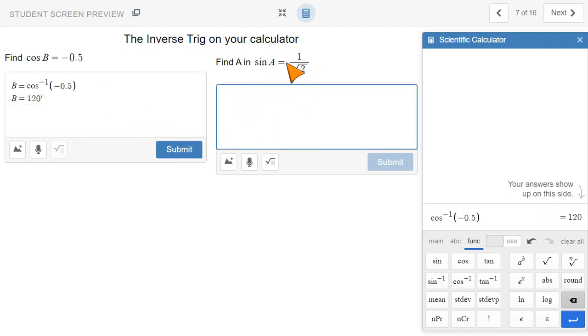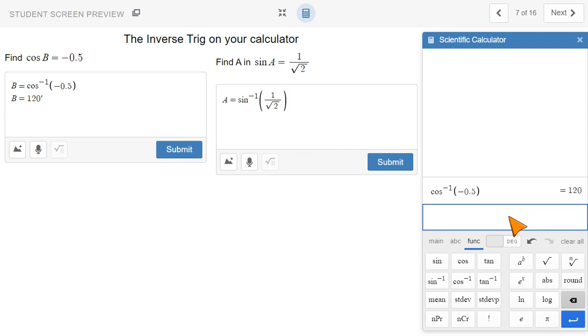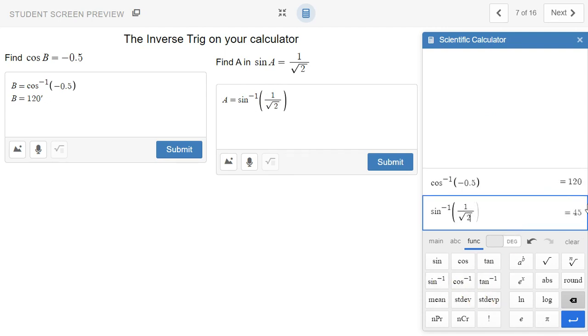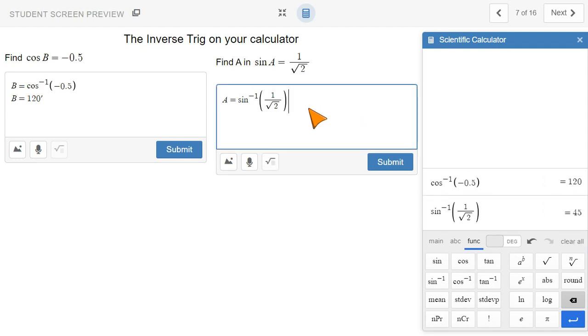If I have a fraction, I'm going to keep it the same way, but I'm going to put it in a bracket when I undo the sine. So sine A is equal to 1 over root 2. So we have A is equal to sine inverse of 1 over root 2. If we're using the Desmos scientific calculator, the nice thing is we can type it in just the way we see it. We get 45 degrees.